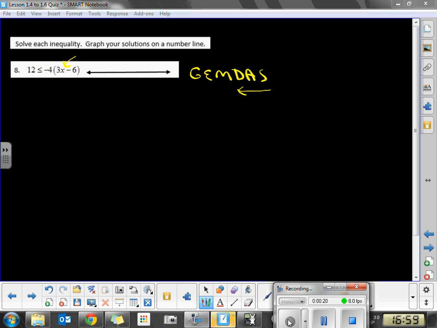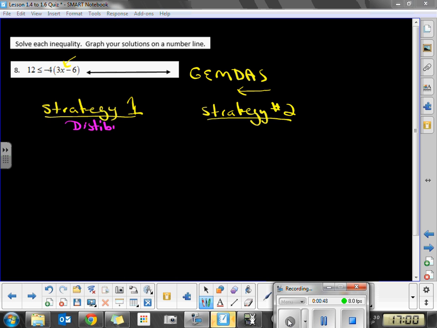So there's two ways to break down this grouping symbol. There's two strategies. I'll go strategy number 1, and I'll go strategy number 2. Okay, so working strategy number 1, here's one way. We can go ahead and apply our distributive property, which a lot of you decided to do. So let's distribute and use our distributive property. If we distribute, write it down first.